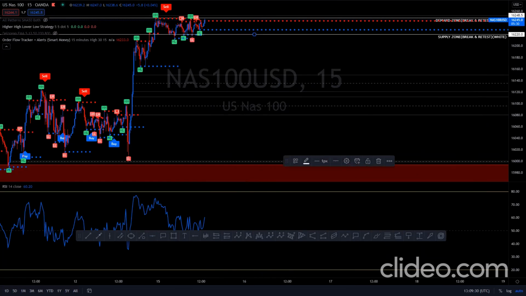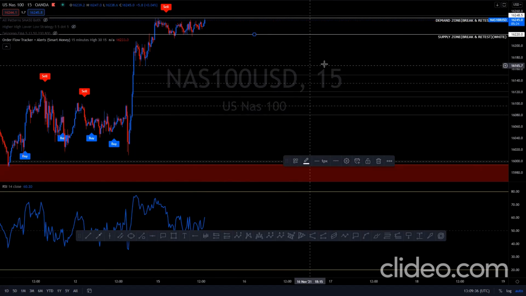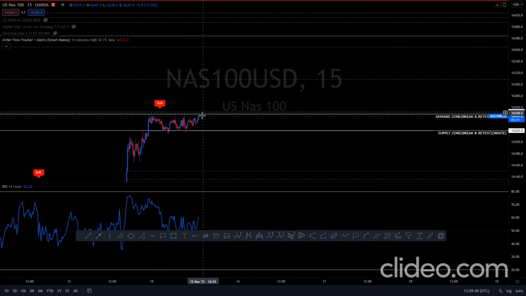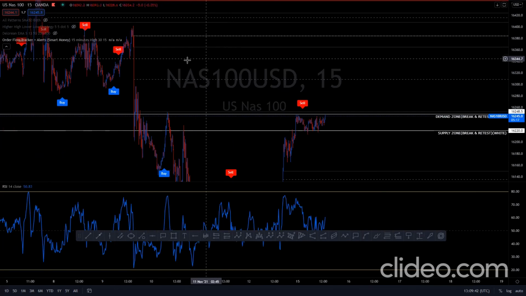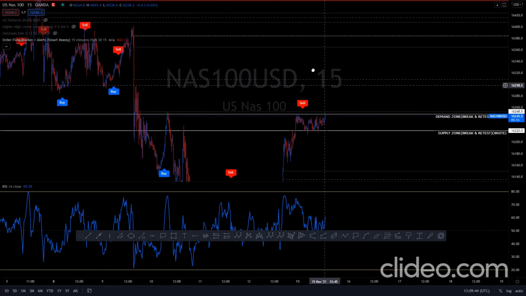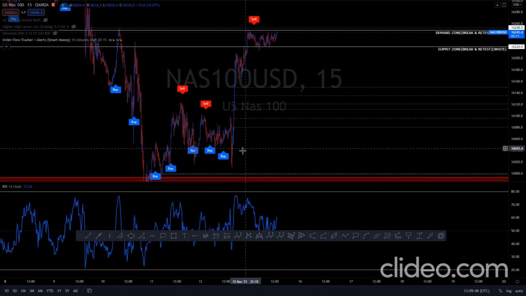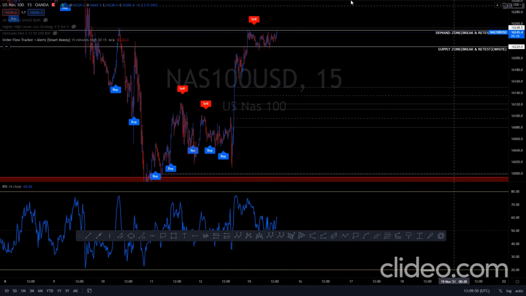So that's what I'm waiting for, is price to break any one of these zones. That way I know whether price is going to buy up and fill this imbalance that this price created, or are they going to first come down and mitigate this area that this zone created?